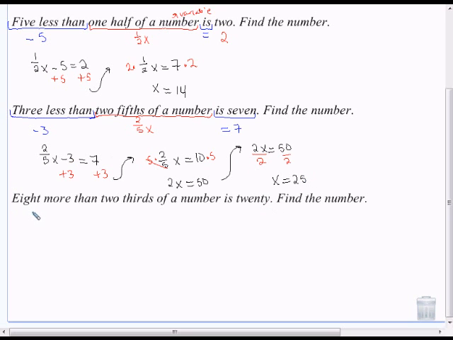Now, 8 more than 2/3. Okay, 8 more than is 8 plus, so I don't have to do plus 8, I can do 8 plus 2/3 of a number is 20. And I can either put the 2/3 x in front or I can leave it where it is, because addition is commutative, so that means it doesn't matter what order I put it in. So I'm just going to leave it out front.